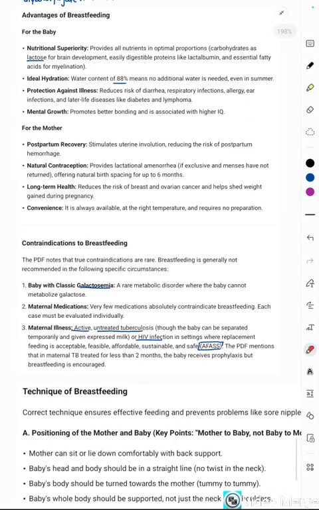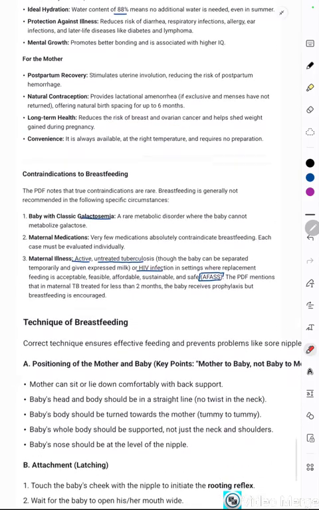Then talking about the advantages of breastfeeding. So it has got a nutritional superiority that we'll see further, where it has more amount of lactose, and similarly docosahexaenoic acid, which is responsible for brain activity. It provides ideal hydration to the baby because the water content is 88%. It protects against the different illnesses and is required for the brain growth or the mental growth of the baby. Now, the advantages for the mother is that it helps in postpartum recovery, helps in natural contraception because the 6 months of lactational amenorrhea is maintained because of breastfeeding. Then it helps in long-term health and convenience. It reduces the risk of breast and ovarian cancer.